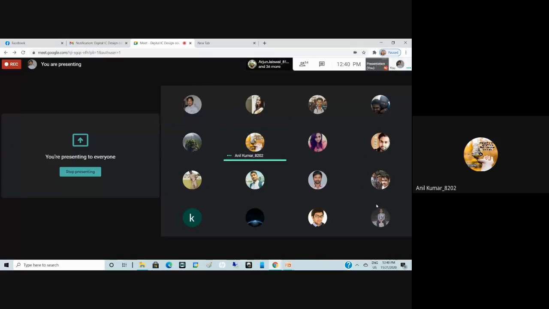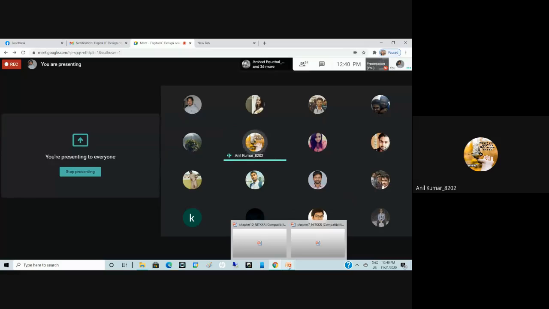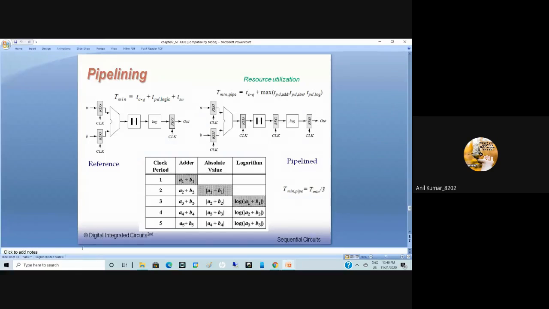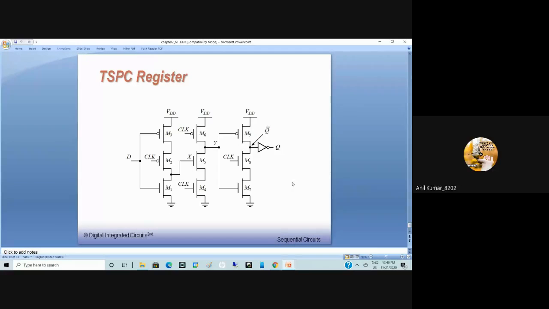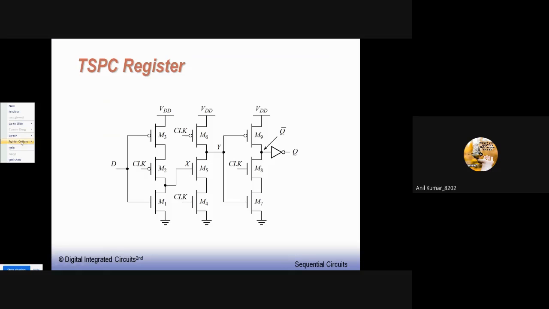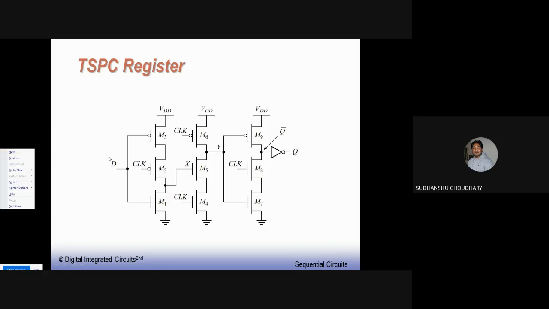Hello, sir. Can you please go to the last slide of the previous chapter, the picture you showed, where the three inverters are connected? This one? Yes, sir. In this case, when the clock is 0 and D is 1. Let us not say D1, let us say D itself, assume D as 1 or 0. So D bar comes here.